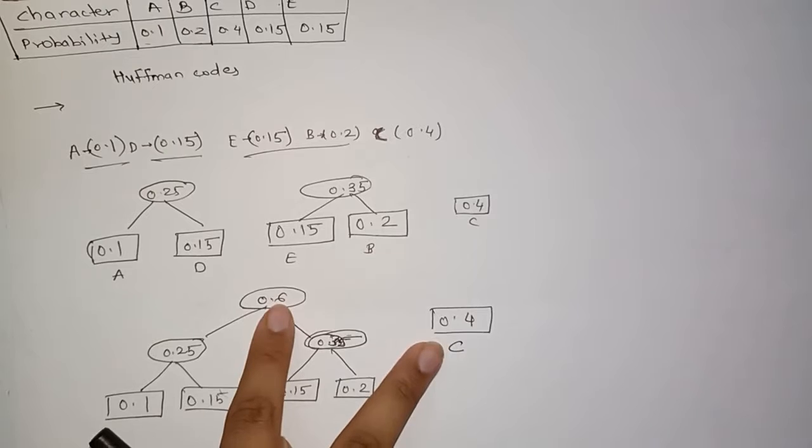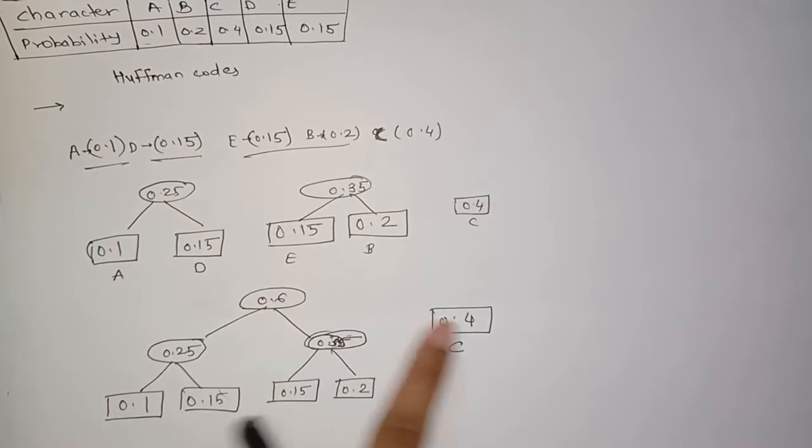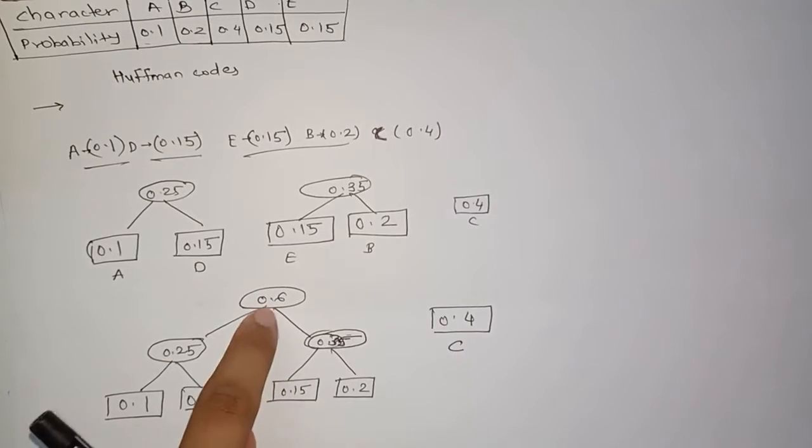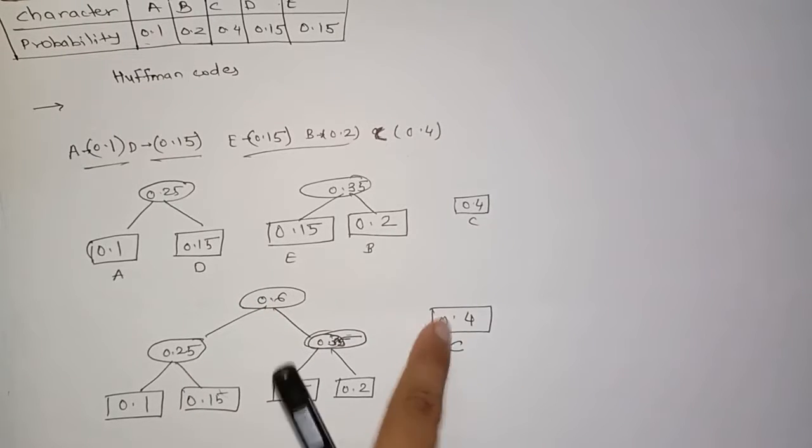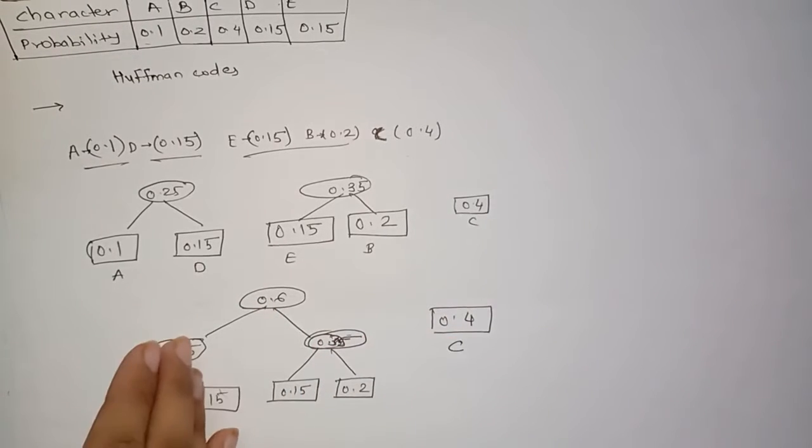Now compare these two elements, that is 0.6 and 0.4. Which is the greater? 0.6 is the greater, so it must be on the right side. 0.4 is lesser, so it must be on the left side.